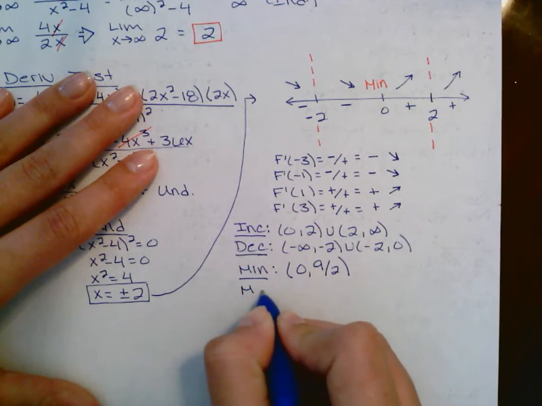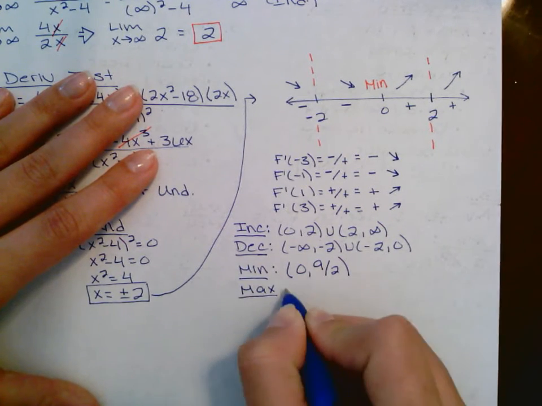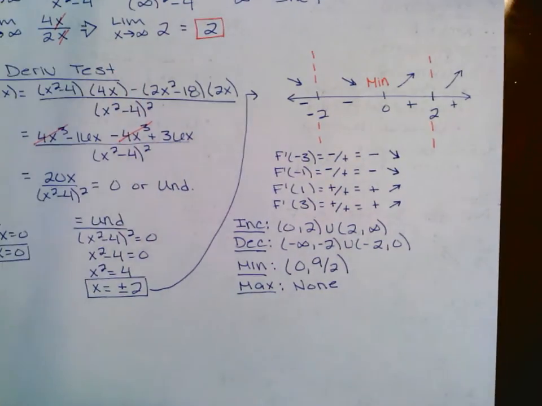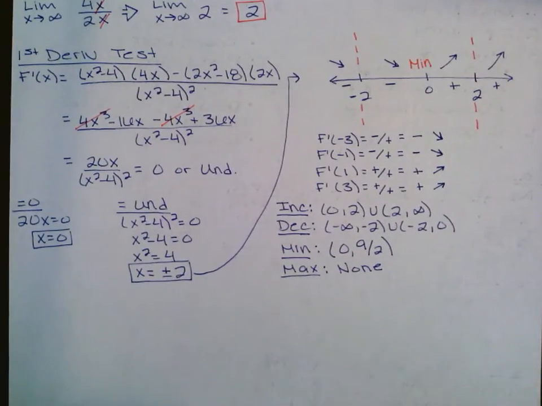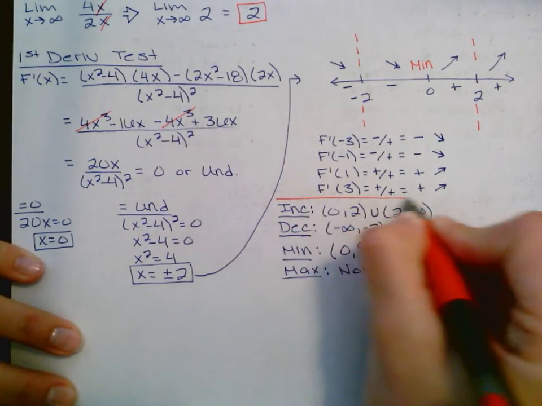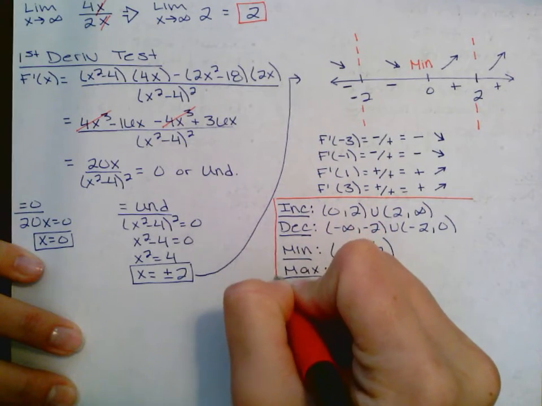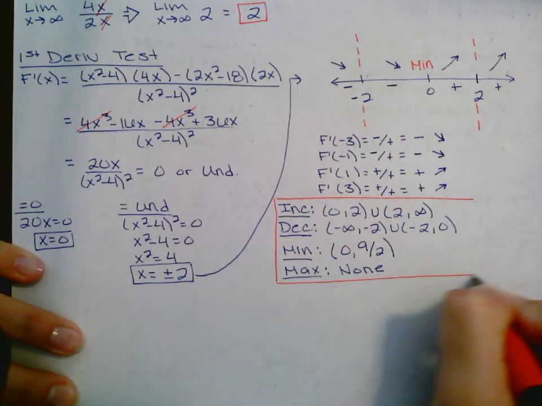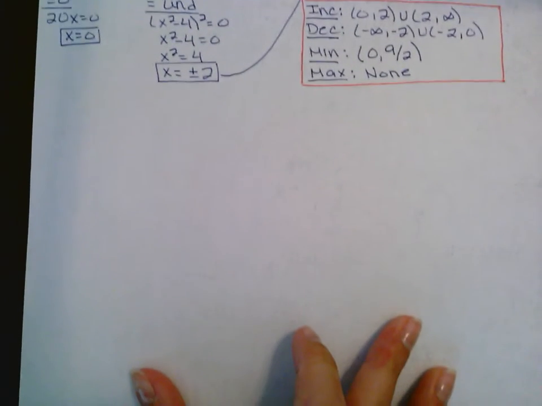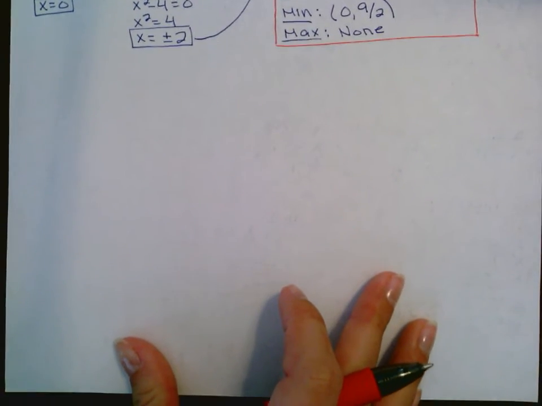And then we'll make a quick statement and say that there was no max. Just so when we look back, we can make sure we didn't forget max, okay? All right. All right, let's move on to our second derivative test and the last part before we sketch.